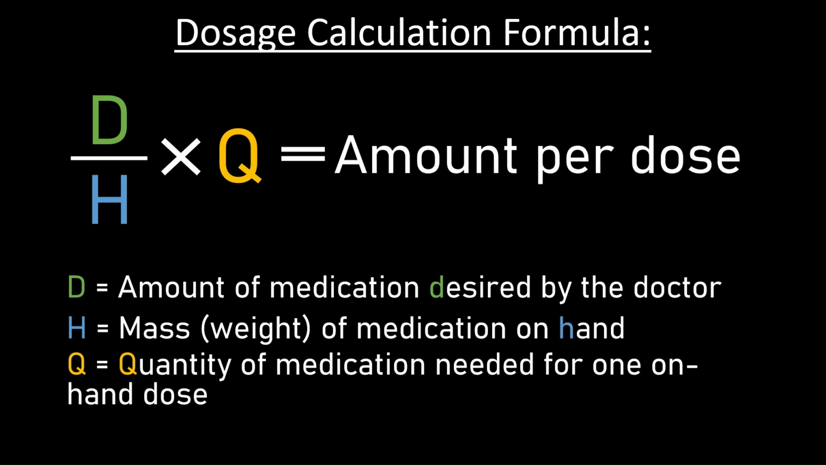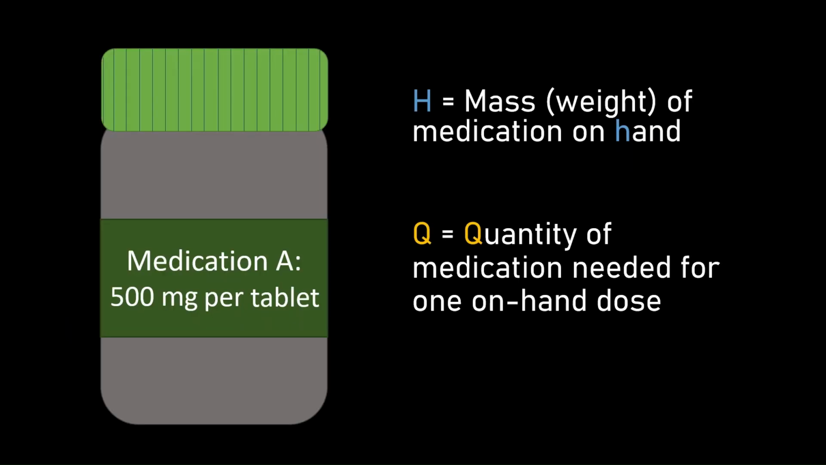Most students find D the easiest variable to understand, but many struggle conceptually with the idea of H and Q, so let's do some practice identifying these variables. Here we have a bottle of medication A. As we can see, the label says that each tablet contains 500 milligrams of medication A. Let's identify H and Q from this information, beginning with H.